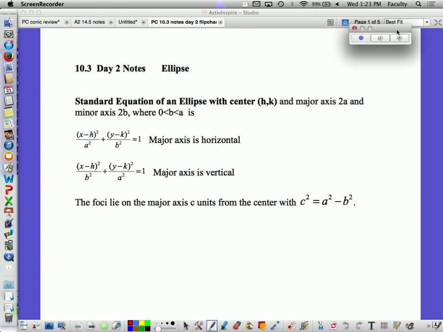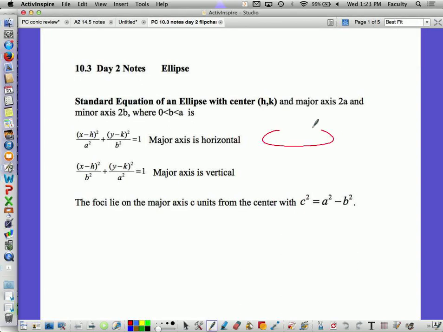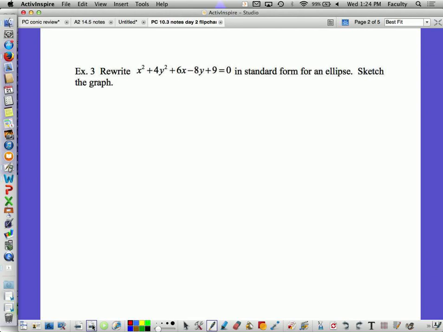So today we're going to cover the ellipse, but we're shifting the center off of the origin to h comma k. So this really is not much different. It's x minus h squared over a squared plus y minus k squared over b squared equals 1. So a is underneath the x, so the major axis is horizontal, which means like this. And in the second one, the major axis is vertical. The foci lie on the major axis, c units from the center. So c squared equals a squared minus b squared.